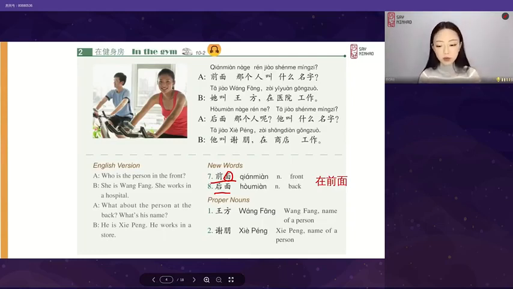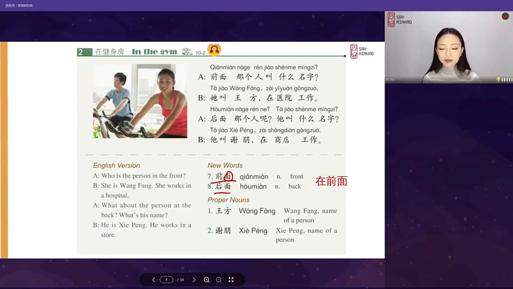Okay. So try to say he is at my back. Then it is 他在我后面, right? 他在我后面. Okay. Now try to say the one in the front, the person in the front.